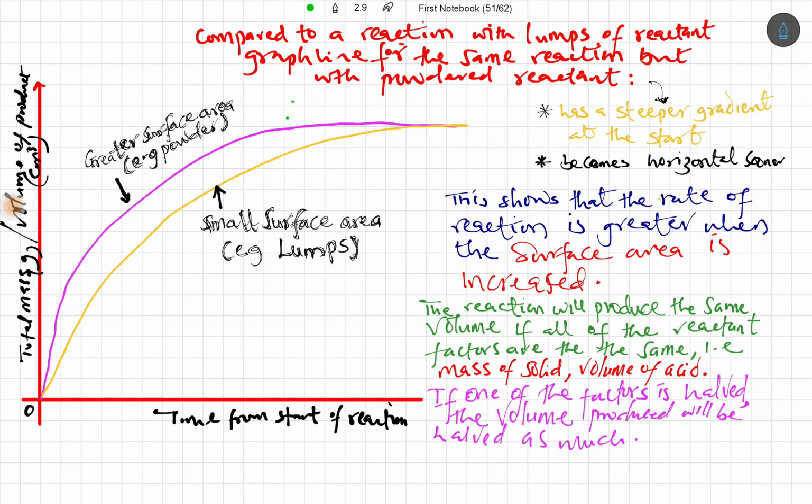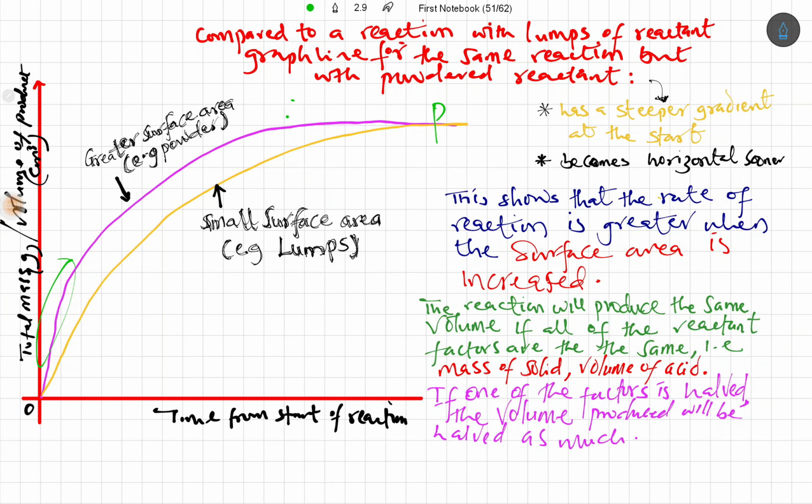Calcium carbonate powder has a larger surface area, and so at the start of the reaction, the gradient is steeper. As you can see, the gradient is steeper at the start of the reaction, and so at the end of the reaction, the graph flattens out at point P.